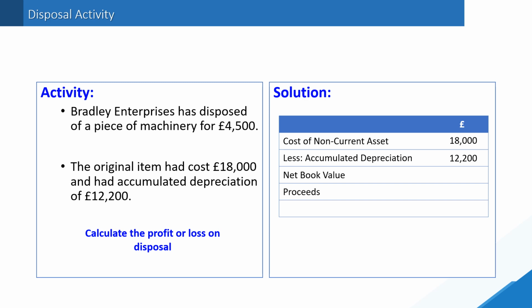12,200 is the accumulated depreciation, the year-to-date depreciation on that asset. And that enables us to calculate a net book value of 5,800, so what we think the asset is worth. The question tells us that proceeds amounted to 4,500. Proceeds were less than the net book value, meaning, as we've quite rightly established, it's a loss on disposal of 1,300. We thought the asset was worth more than it actually was valued at on sale.